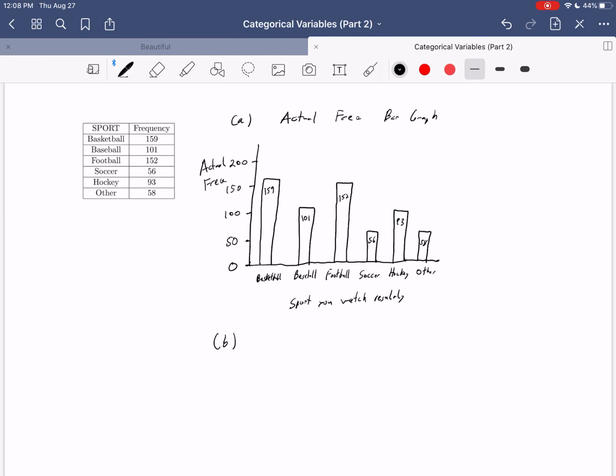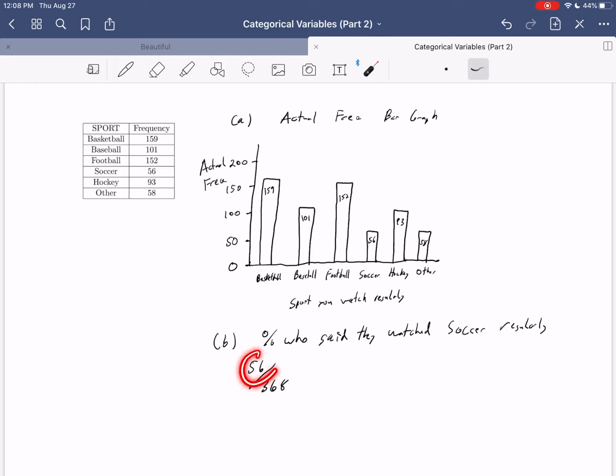So for B here, percentage who said they watched soccer regularly. So we'll take the 56 out of the 368. 56 people said they watch soccer regularly. There were 368 people who responded. We'll put that as a fraction, and we'll go ahead and get that as a decimal on our calculator. And so you should get about 0.152. Good rule of thumb in this class is to round your decimals to 3 decimal places. So we've got 3 decimals.